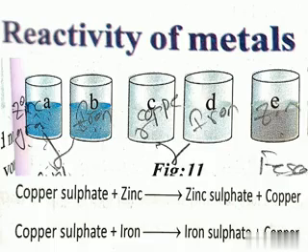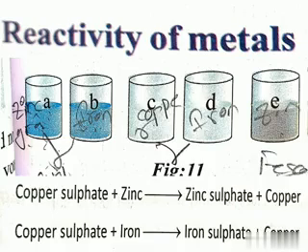Here we can observe that the blue color of the copper sulfate disappears, and a powdery red mass of copper is deposited at the bottom of beaker A. Also notice that in beaker B, red copper is found at the bottom of the beaker and on the nail, leaving a light green iron sulfate solution.